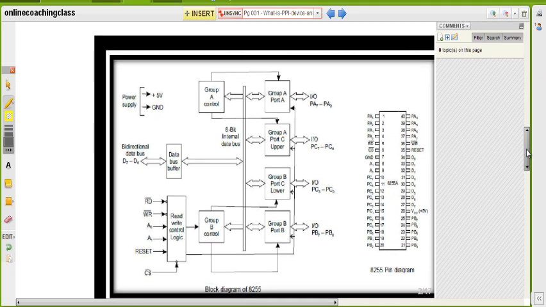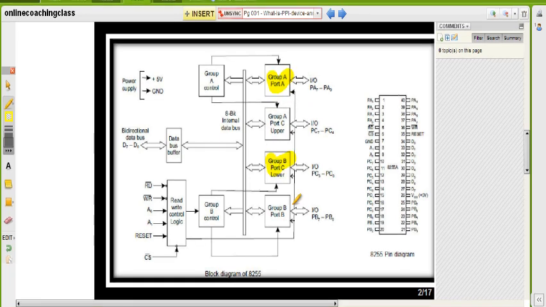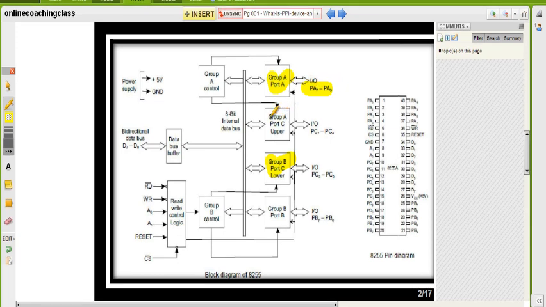Look, as the block diagram shows, you can find group A, port A, port B and port C, which are all 8-bit. So we can subdivide them into higher nibble and lower nibble. That means we can divide the 8-bit port into 4 bits. For port A, look here, PA0 to PA7. But in the block below, it is group A port C upper. Look at this word, upper. That means this block is responsible only for interfacing with the upper portion of port C, that is PC4 to PC7, the upper 4 bits.